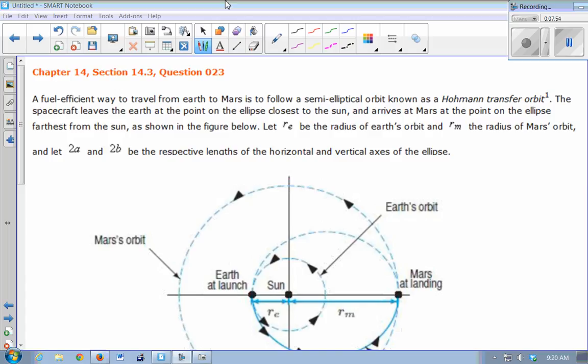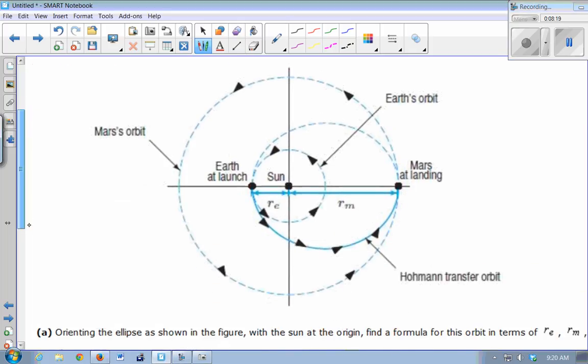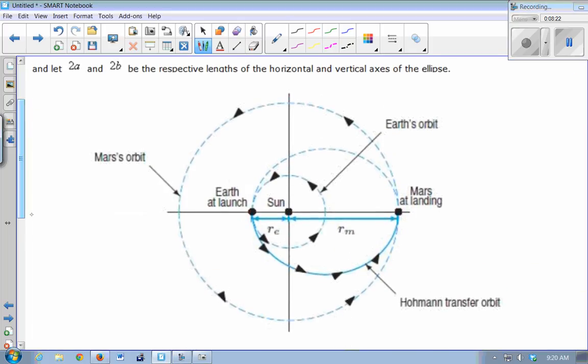Okay, a fuel-efficient way to travel from Earth to Mars is to follow a semi-elliptical orbit known as a Hohmann transfer orbit. The spacecraft leaves the Earth at the point on the ellipse closest to the Sun. It arrives at Mars at the point on the ellipse farthest from the Sun. So this thing in blue is the Hohmann transfer orbit.